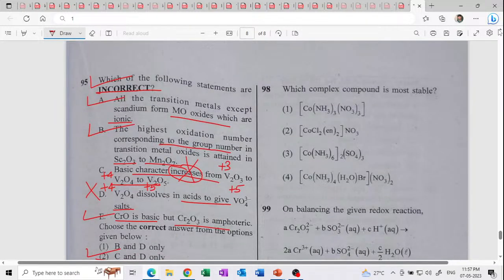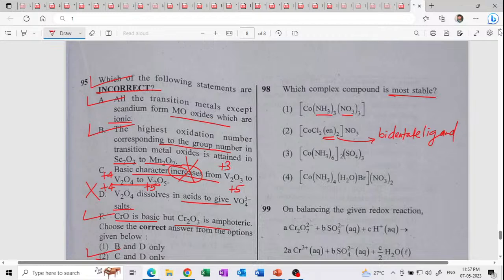Which complex is most stable? Most stable complex. This is ammonia. Yes, this is ethylenediamine. This is a bidentate ligand.